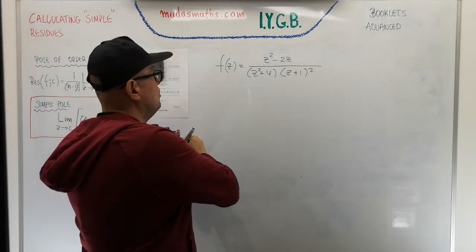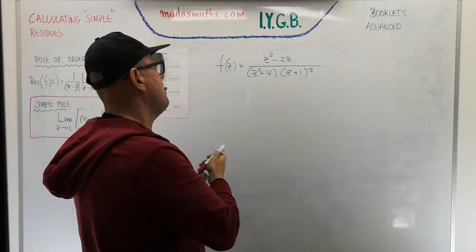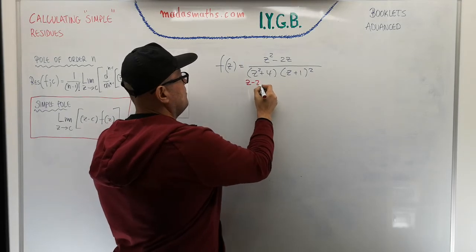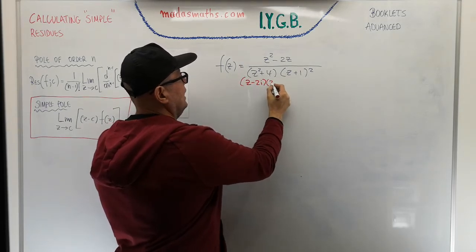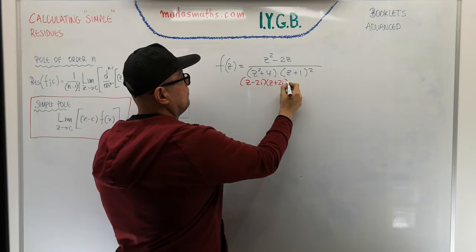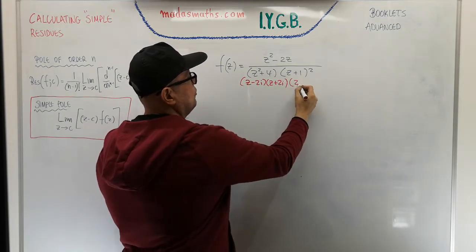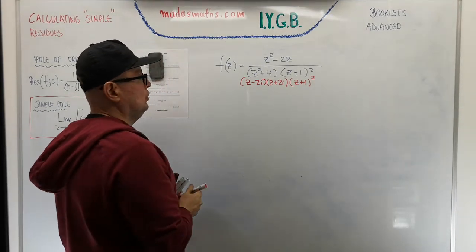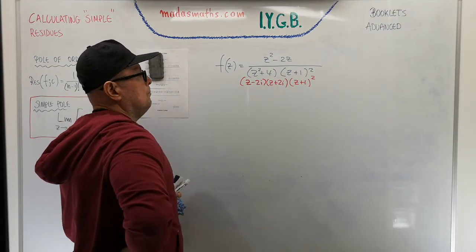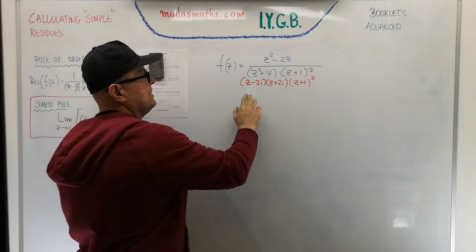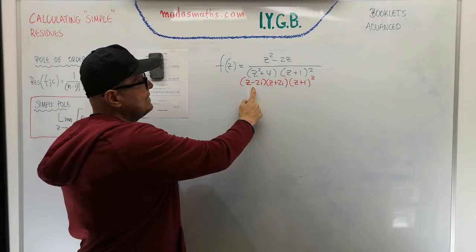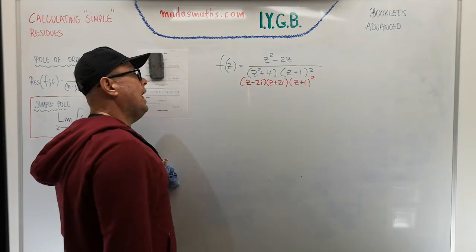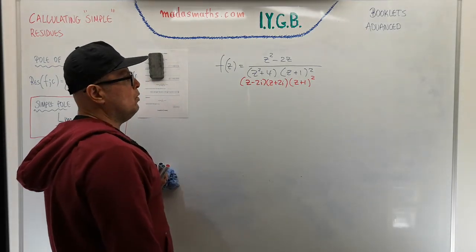The bottom, of course, factorizes. The z squared plus 4, difference of squares, is (z minus 2i)(z plus 2i), and the rest is exactly the same. So this is actually the function. What kind of poles does it have? It has simple poles at plus and minus 2i from those two brackets, and it's got a double pole at -1. So we have to compute one at a time.